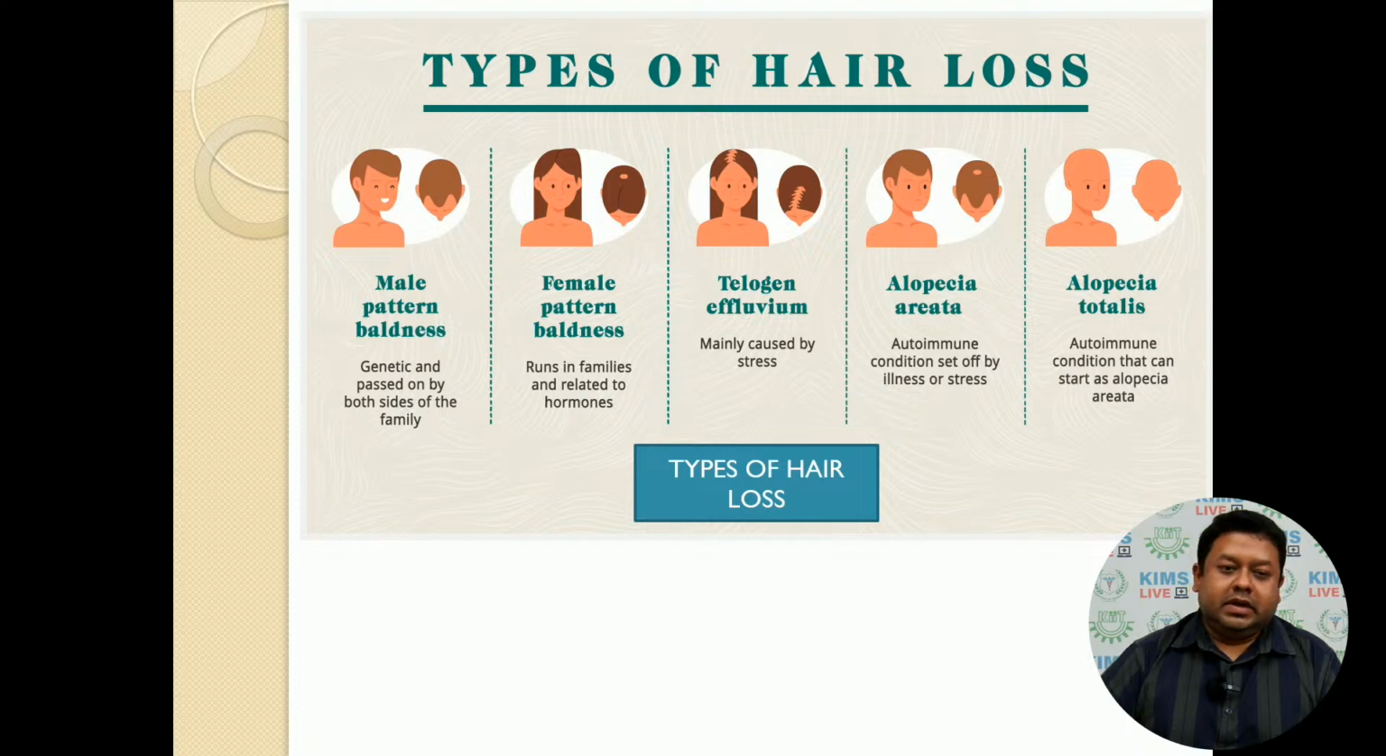We have a lot of hair disorders where hair loss may occur, but the most common presentations in our OPD, we see these three different types of hair loss. One is the male pattern baldness or the female pattern baldness, which has a genetic predisposition, and it may be passed on by both of the families, from the mother's side or the father's side. Then telogen effluvium, which is caused by stress, and then we have alopecia areata, which is an autoimmune disease, and it is set off by illness or stress, and alopecia totalis, which is a very severe version of alopecia areata.